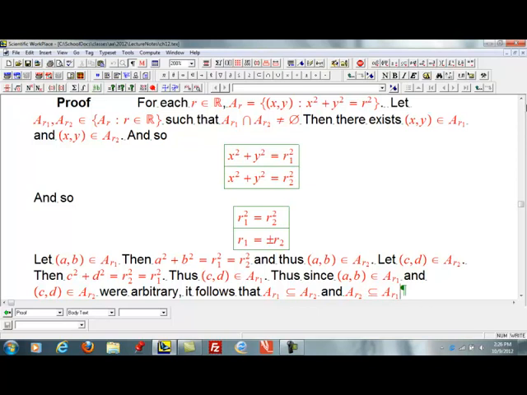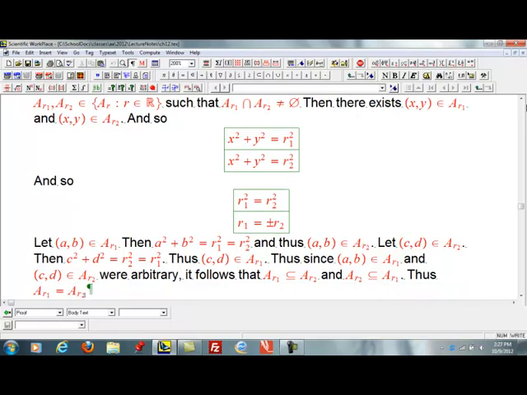You always have to have that contained, to show that they're equal. Thus, you know that AR1 is equal to AR2, because we know when we square the negatives, it goes away. So, if you know they have a non-empty intersection, then they're equal.